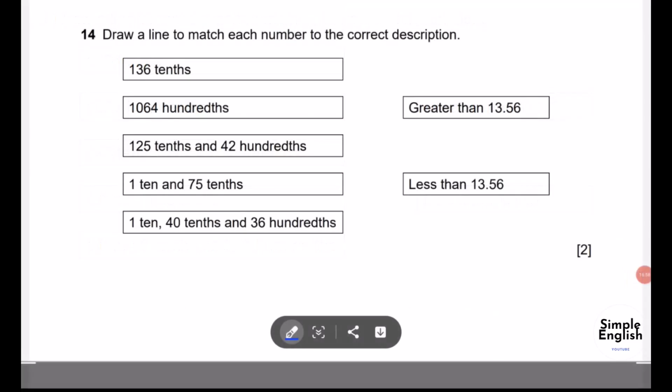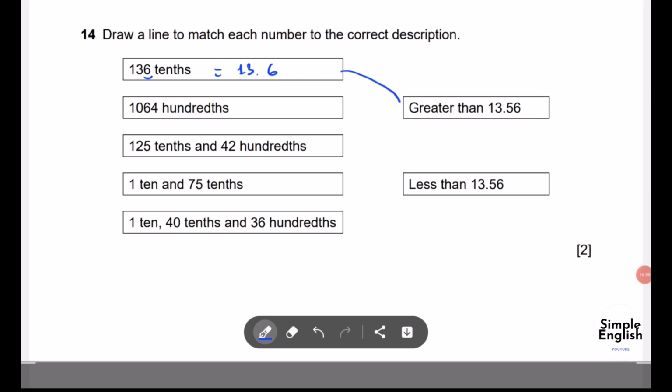14. Draw a line to match each number to the correct description. So the first one, 136 tenths. Remember, 10 here, so it means 13.6. So 13.6 is greater than, right? Yes, it's greater than 13.56.